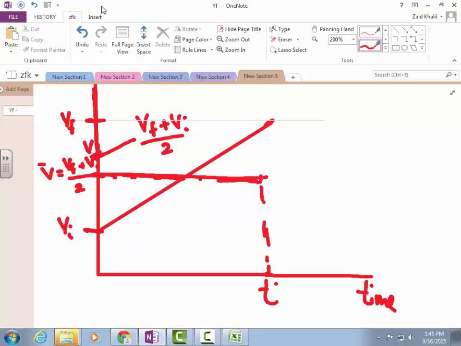So let's actually investigate what those two areas are, or specifically this rectangular area. It has a height. The height of this rectangle is equal to what? Yes?